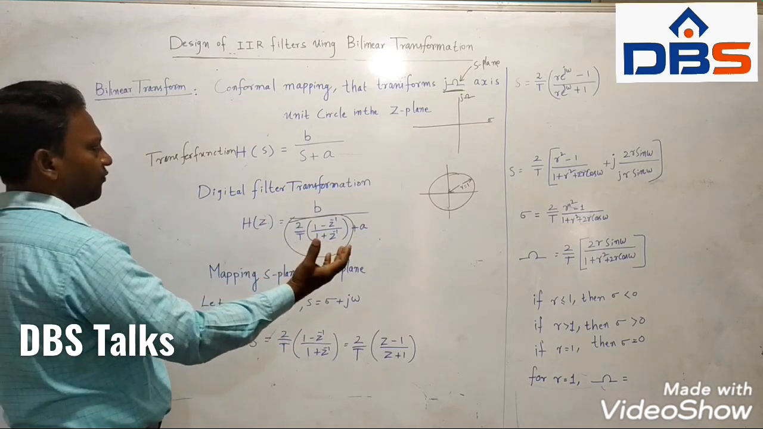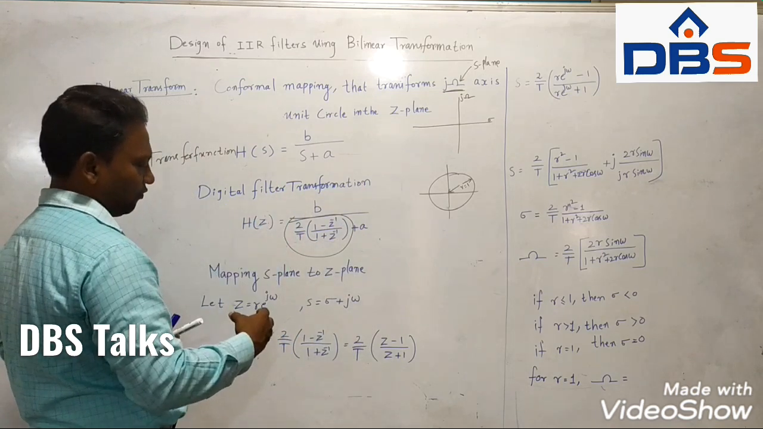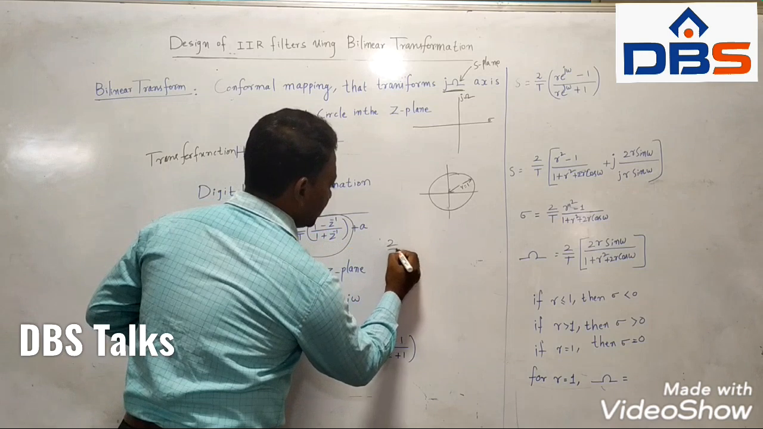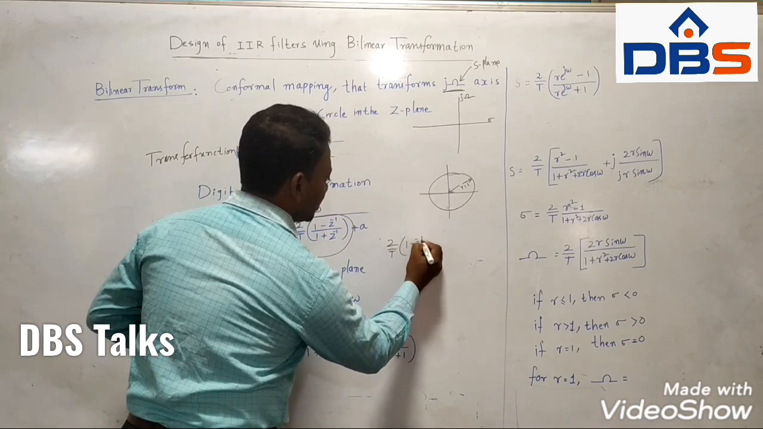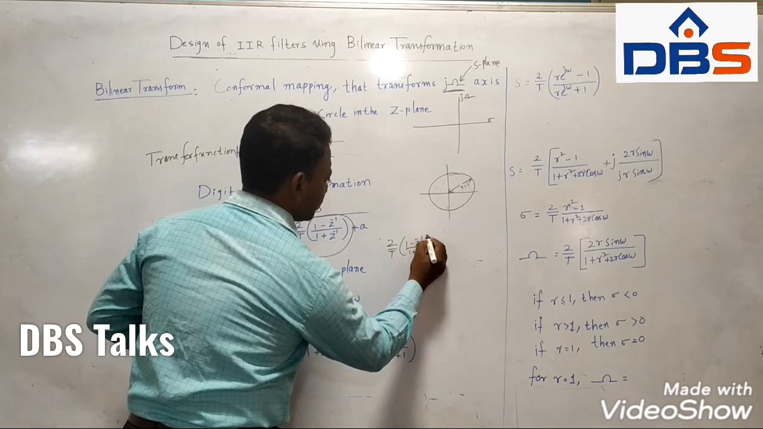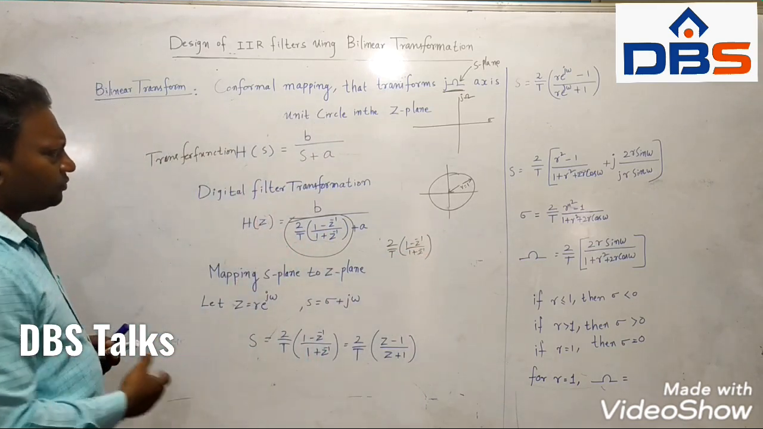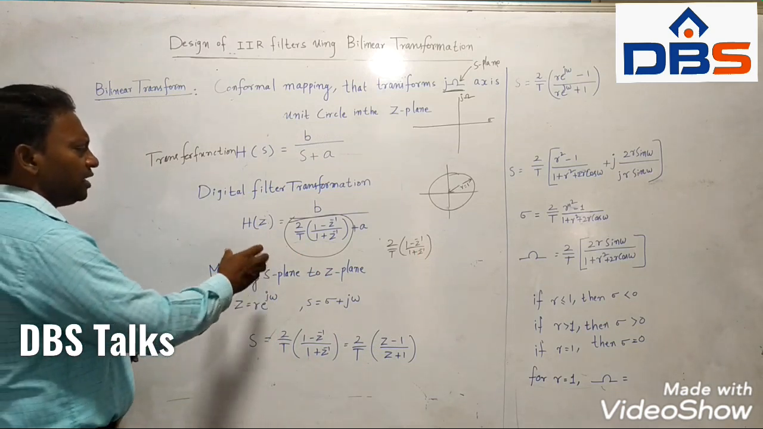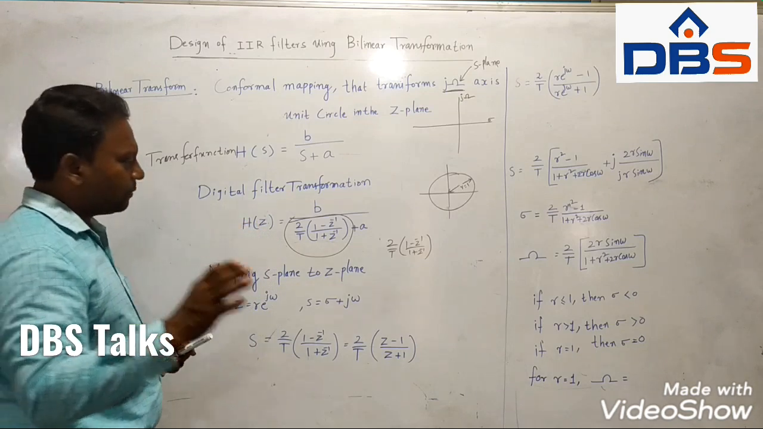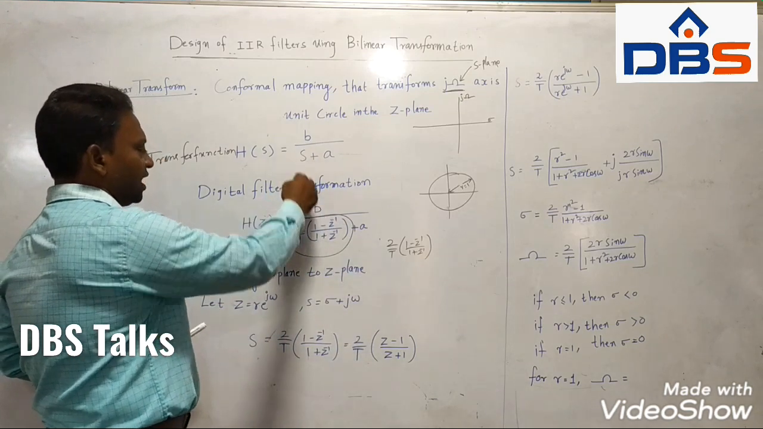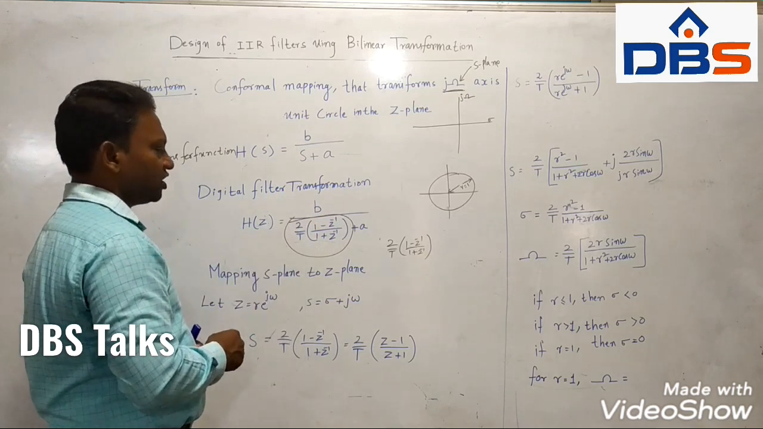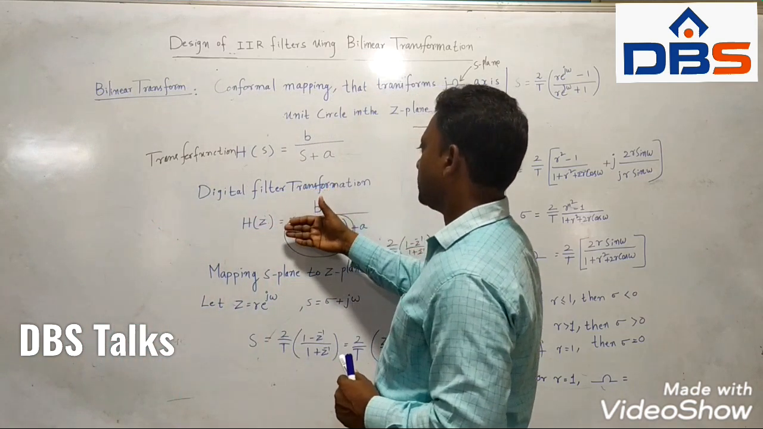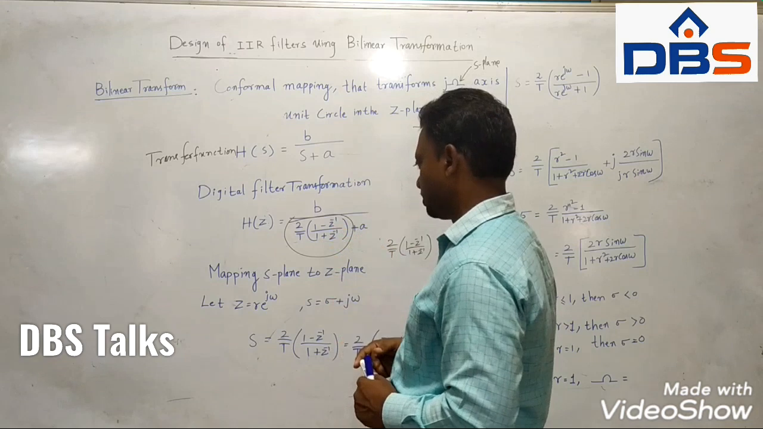Okay, that is actually the mapping from S plane to Z plane. Wherever you have s, in the place of s you write down 2 by T, 1 minus z inverse divided by 1 plus z inverse. You can get this relation by deriving some equation, that is not important for us. Simply you understand that. So what is replaced for s? If you replace s by 2 by T, 1 minus z inverse by 1 plus z inverse, then that is the digital filter transfer function.